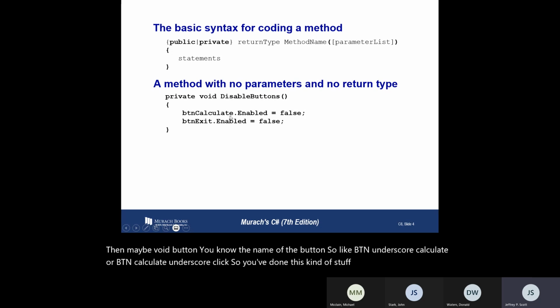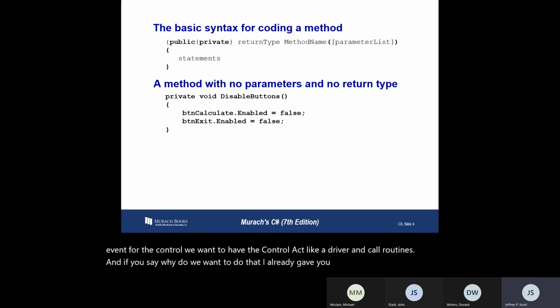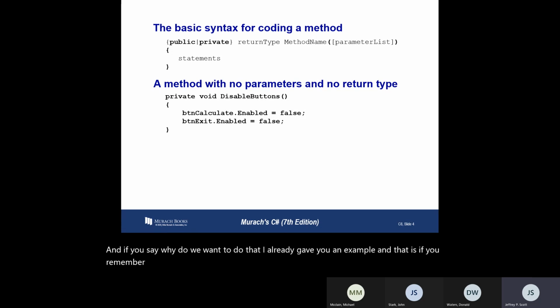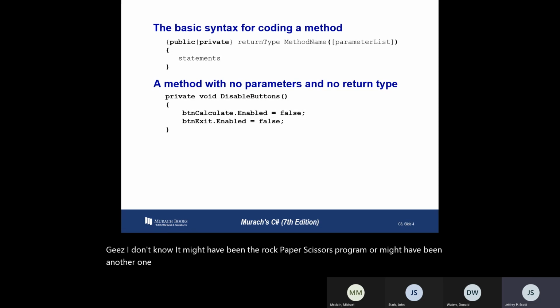But again, as I mentioned to you previously, what we don't want to do is put code in the actual event for the control. We want to have the control act like a driver and call routines. And if you say, well, why do we want to do that? I already gave you an example, if you remember, I think it was the rock, paper, scissors program, or might have been another one. But I showed you how we could call the same routine like a clear routine, both from a button and from a menu option. All right, okay.